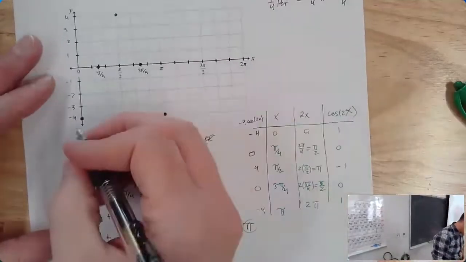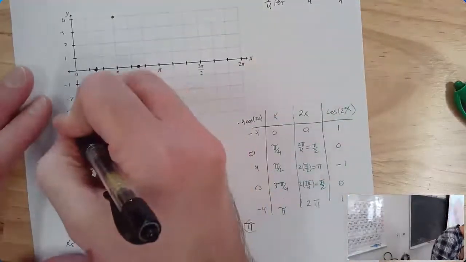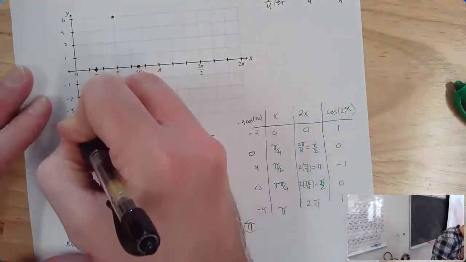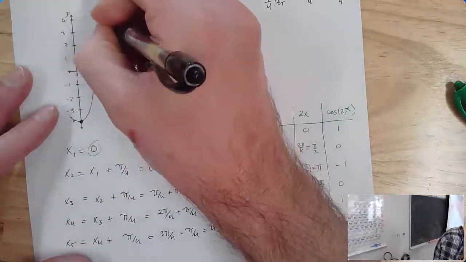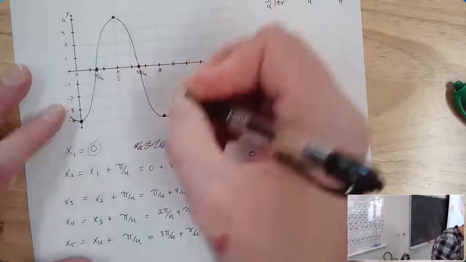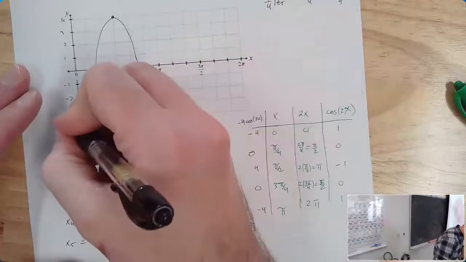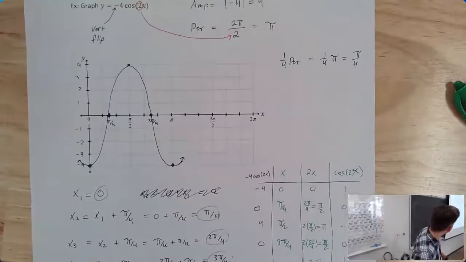And then we do our best to draw. So instead of doing the usual cosine thing, it's flipped over. So it's going to kind of do this. So this is the bottom. And we're going to go up, up, up, up, up. Done better. So there we go. There's your -4 cosine of 2x.